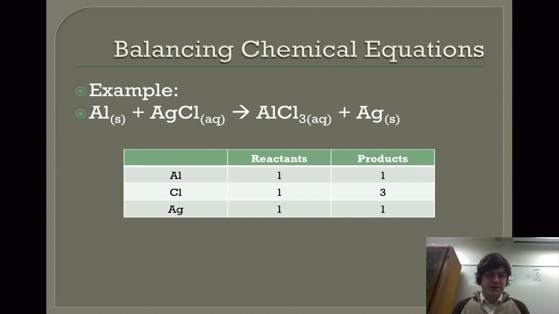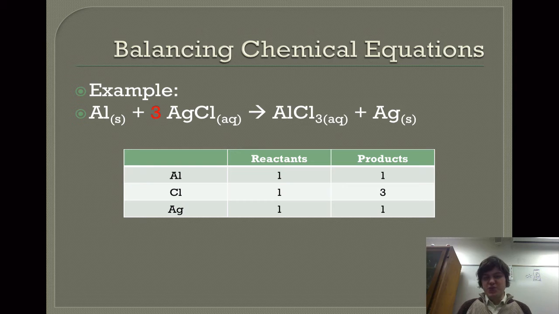Aluminum is balanced on both sides, and so is silver. That means we need to take a look at chlorine and find how to get chlorine to balance. It's important to note that by changing one of the components of the reaction, we'll need to change our grid. Okay, we'll need to update it as we change the coefficients. So it looks like we will need to put a coefficient in front of silver chloride on the reactant side. If we put a coefficient of 3, that will increase the number of chlorine atoms on the reactant side to 3.